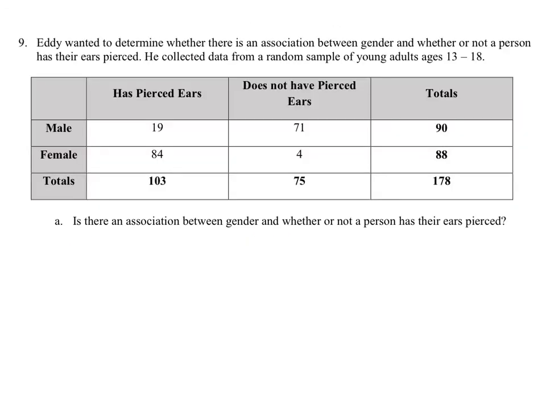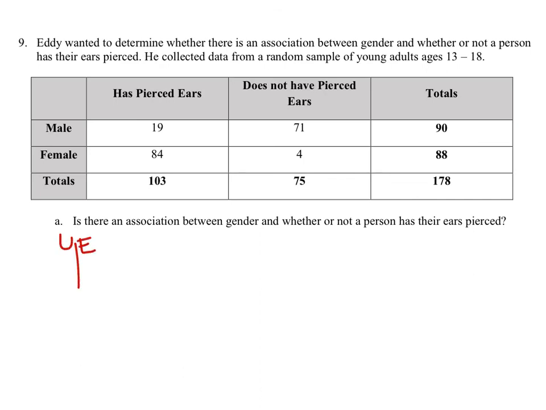Eddie wanted to determine whether there is an association between gender and whether or not a person has pierced ears. He collected data from a random sample of young adults aged 13 to 18. Looking at this data, now we don't know where it came from, it's just made up. Is there an association between gender and whether or not a person has their ears pierced? No. Clearly, the answer is no.